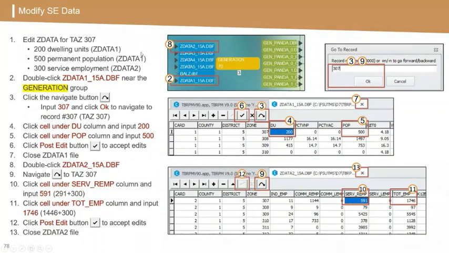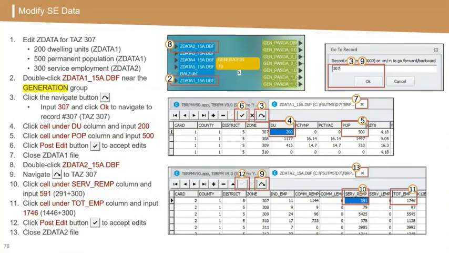The next step is to modify the ZData. Previously I showed you how to go into the ZData to review it. Here we do the same. We find the ZData1 and ZData2, and we will modify those. Remember, our requirement is to add 200 dwelling units, 500 permanent population. Those information are included in ZData1. 300 service employment, that's in ZData2. So first, we double-click ZData1_15A DBF file to edit the ZData1 file.